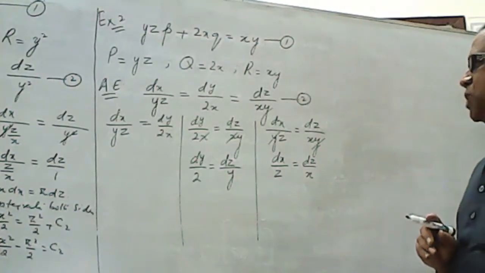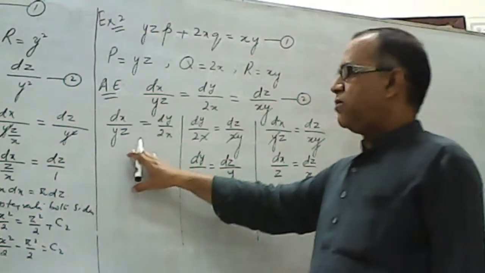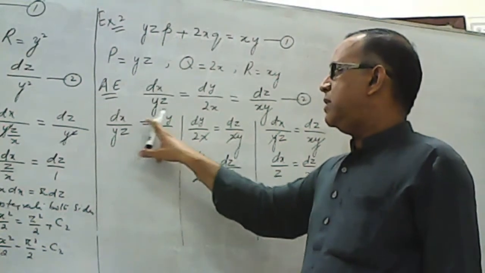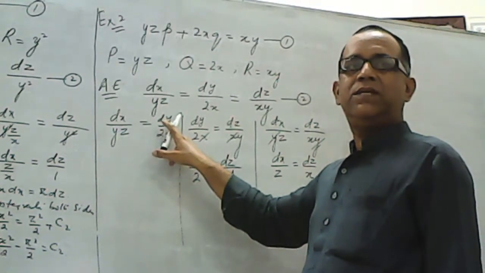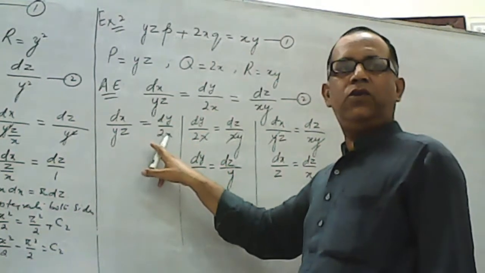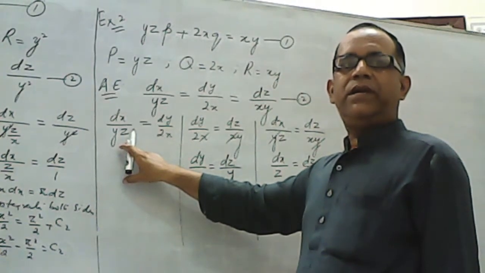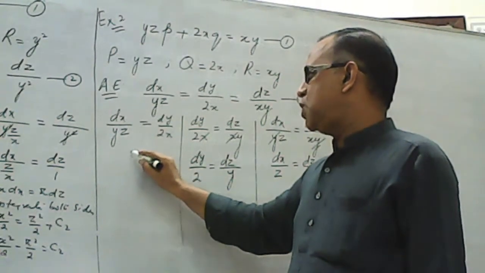Now it's time to check that which pairs are solvable. So starting from here, in denominator x and y are there and z is missing. So I do not need z in denominator as well, and here z is there. So it indicates that this pair is not solvable.